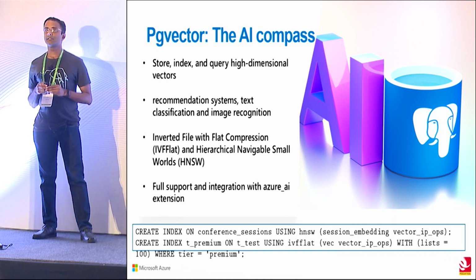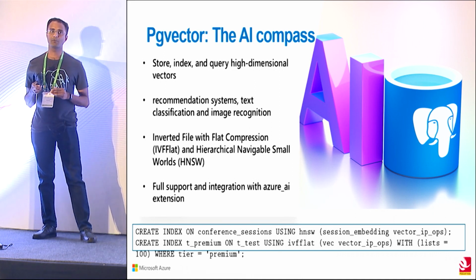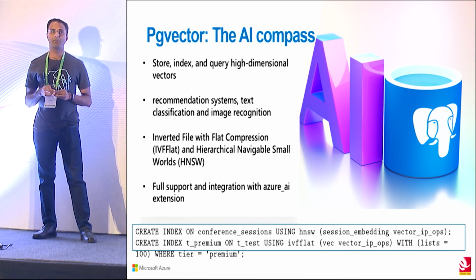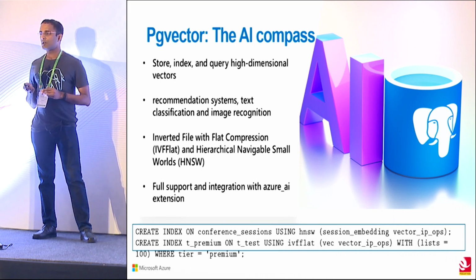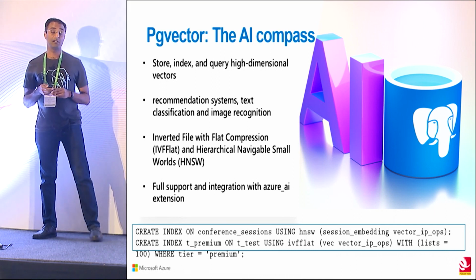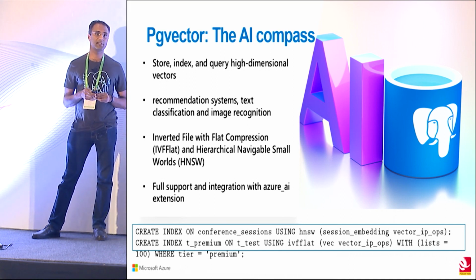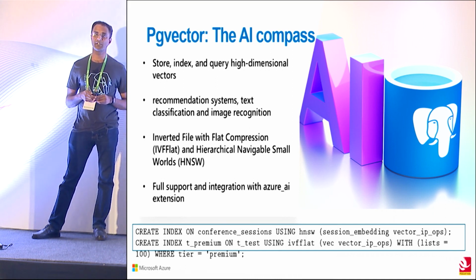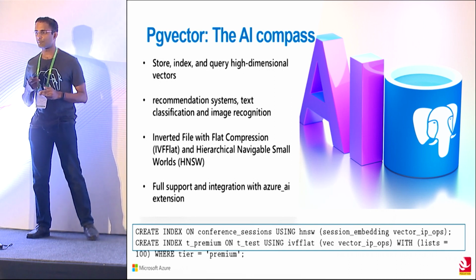With IVFFlat, the index is faster to build and it takes up less memory, but the query performance is average. So the speed-recall value is average. HNSW takes a longer time to build and a lot of memory as well, but the query performance is much better. The speed-recall value is much better.